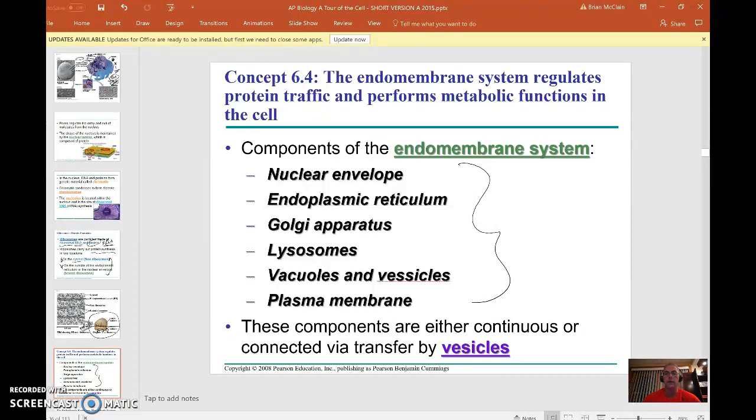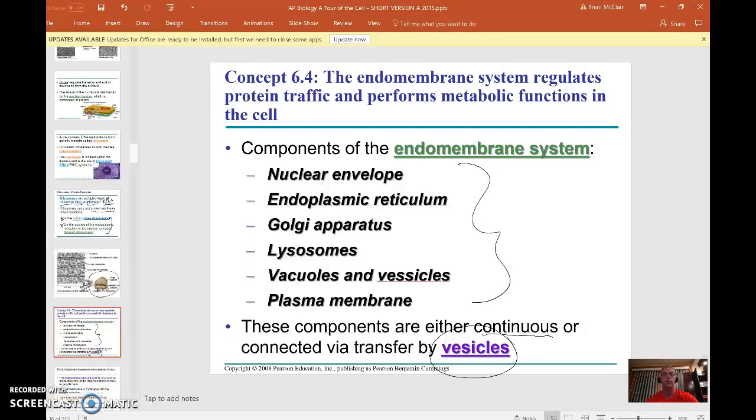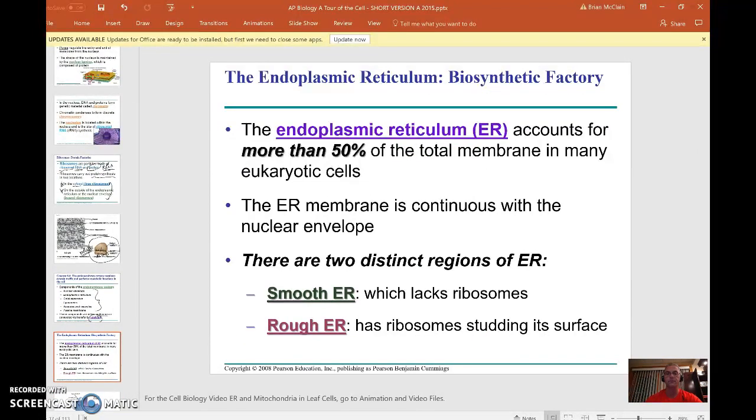We got the nuclear envelope, and in the previous video we talked a lot about the structure of that, so I'm not really going to address it too much, but we want to focus in on the different parts of the ER, the Golgi, the lysosomes, vacuoles, vesicles, and then the plasma membrane. And the big thing to keep in mind with this endomembrane system is what we have here at the bottom, and that is everything is connected. So it's either continuous, which means it's going to give you a direct connection, or it's going to have these vesicles. And we're going to get a chance to see a little bit of that as we move through this section.